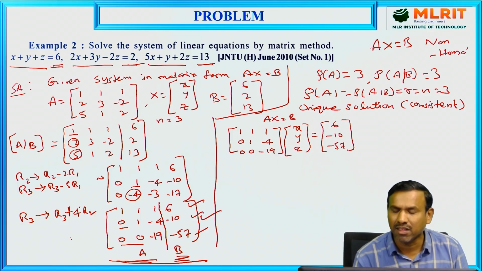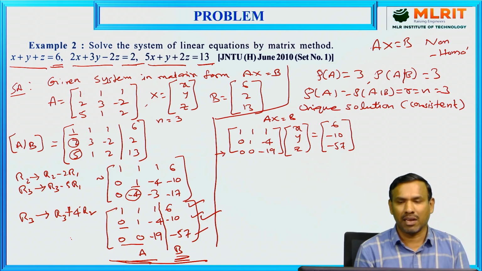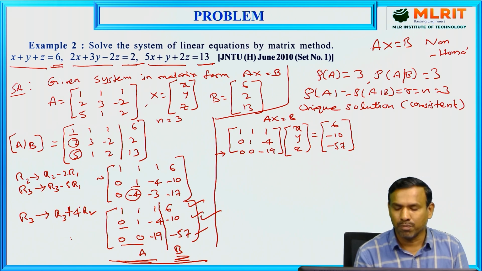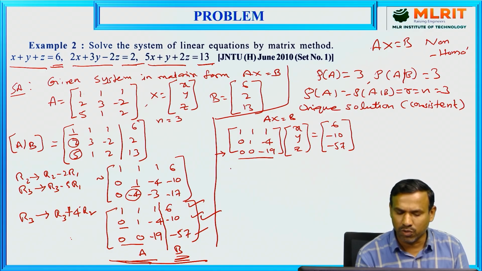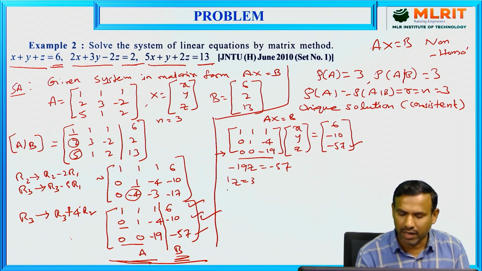Now using the back substitution method. Back substitution method means multiplying starting from the last row onwards, so easily we will get the variable values one by one. Multiply the third row with x, y, z: 0 into x, 0 into y, minus 19 into z. Minus 19z is equal to minus 57. Compare right side, left side. So minus 19z is equal to minus 57, z is equal to 57 by 19, z is equal to 3. So directly we can get the z value.